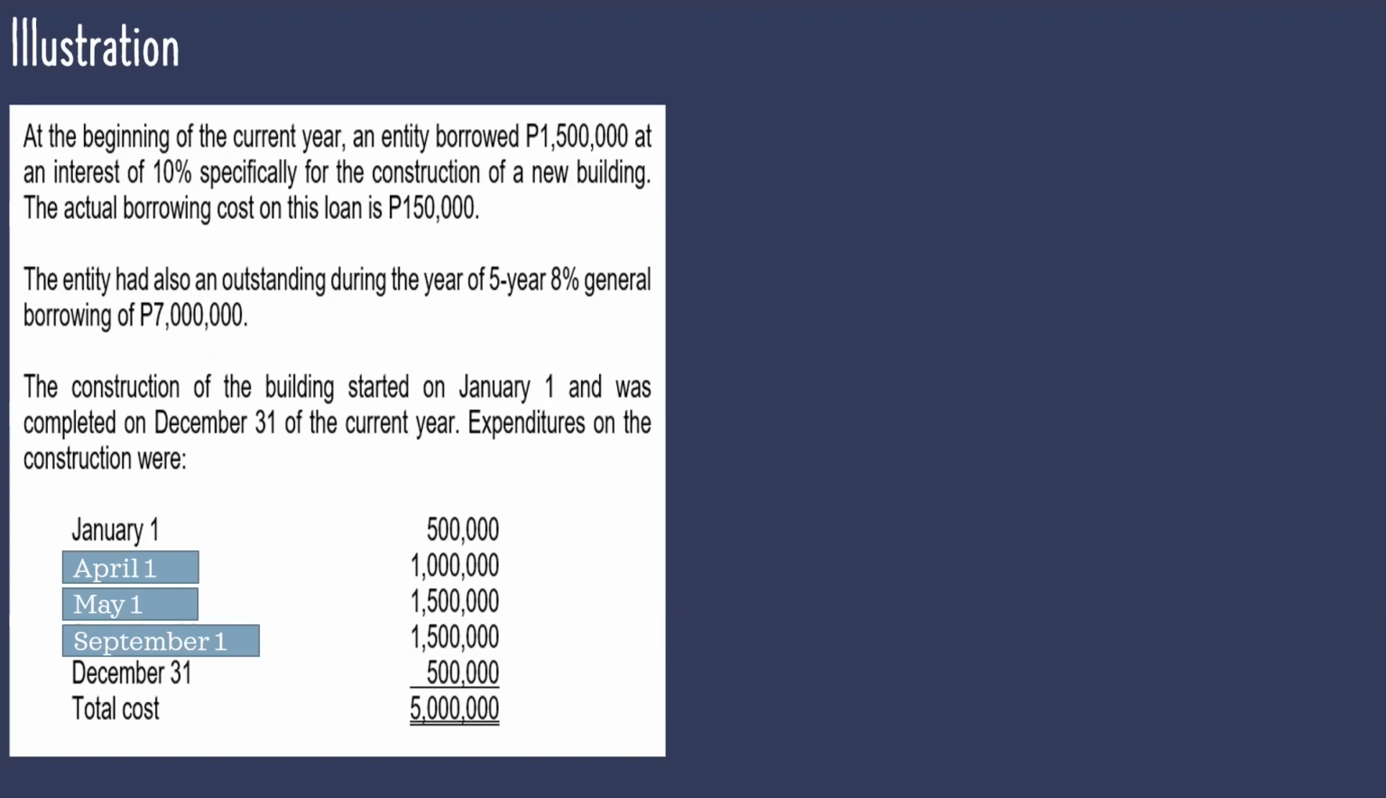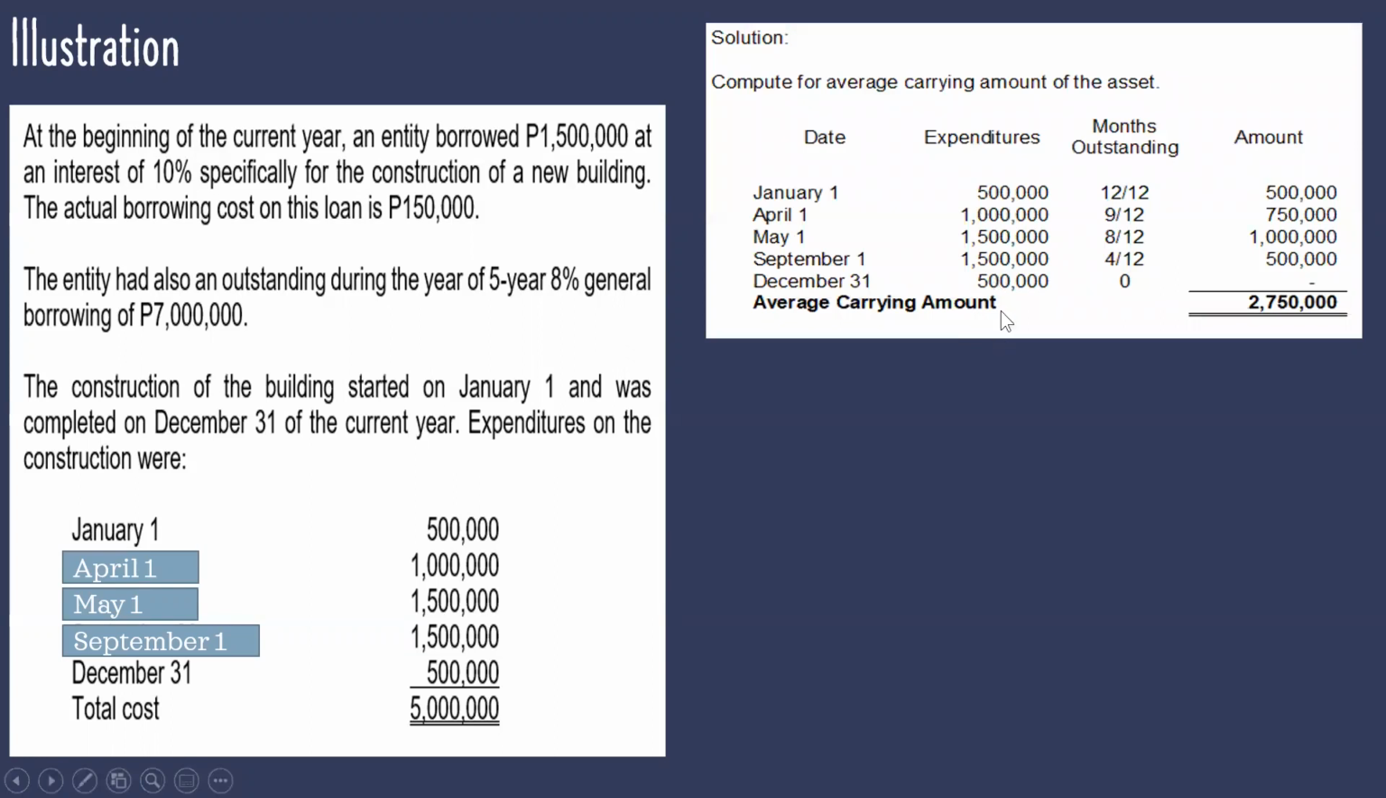No? We still compute first for the average cost of the asset, or the average carrying amount of the asset. So we have here for January 1, 500,000. So the outstanding months in year is 12 months. On April 1, so that is 9 months over 12. So on May 1, that's 8 over 12. And then on September 1, that's 4 over 12. And of course, on December 31, wala na siyang outstanding months. So since na-incurred siya on the last day of the year.